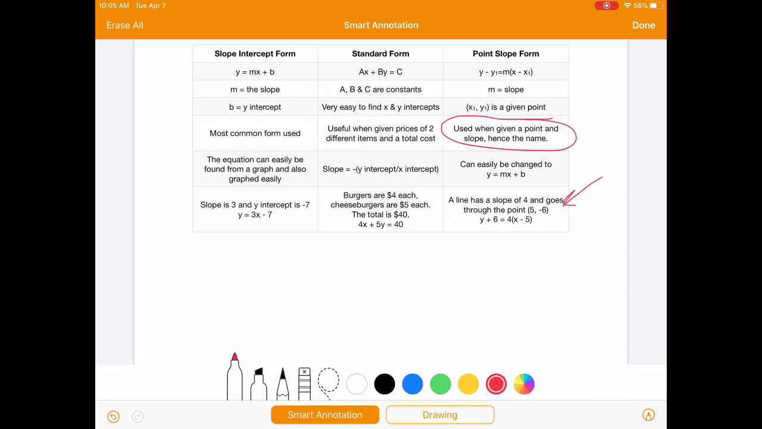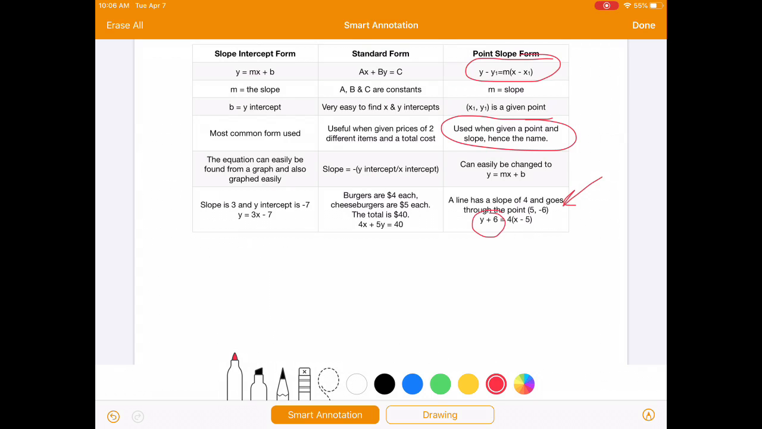Now what I need to point out here is this changes to y plus 6. In the formula, you notice it's y minus y1 and x minus x1. You're actually subtracting the values of the coordinates there. But we all know if you subtract a negative, so it's really y minus -6, that turns into addition. But because 5 is positive for the x, we leave that as subtraction.